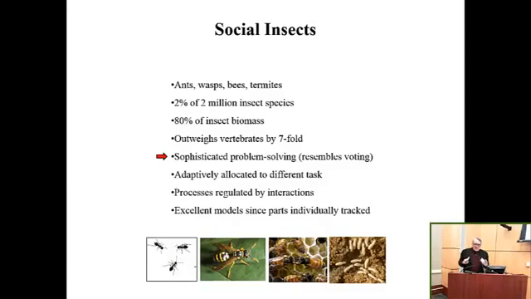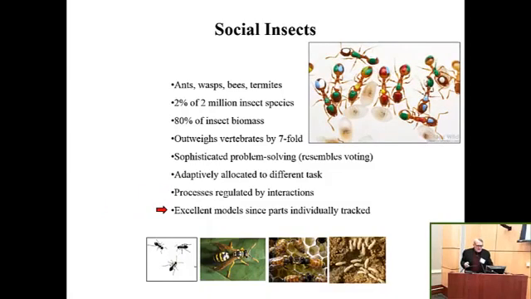So there are really interesting questions here. How do individuals end up building these termite mounds and really sophisticated nests for bees and ants? They're adaptively allocated to different tasks, and the processes are regulated by interactions. They're excellent models since you can individually track them. You can't necessarily do that with ant species that have tens of thousands of individuals, although you can do that some. But some of these species have fairly small numbers, and you can bring them into the laboratory and really study them at the individual level.